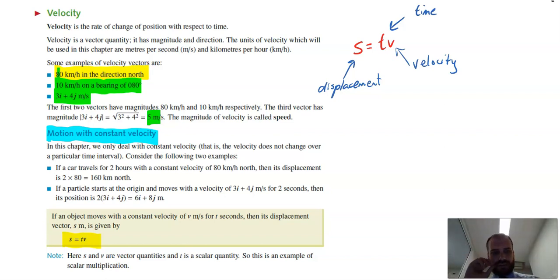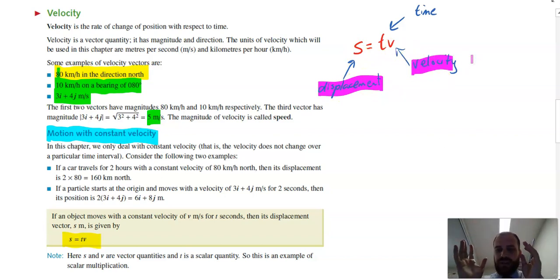But this is slightly different this time because the displacement, remember, is a vector quantity. That's a vector. And the velocity as well is a vector quantity because they include magnitude and direction. Now, time is not a vector quantity. Time is a scalar. So this is some vector is equal to a number times a vector. And it's probably easiest if we just jump into an example here so you can see what it looks like.